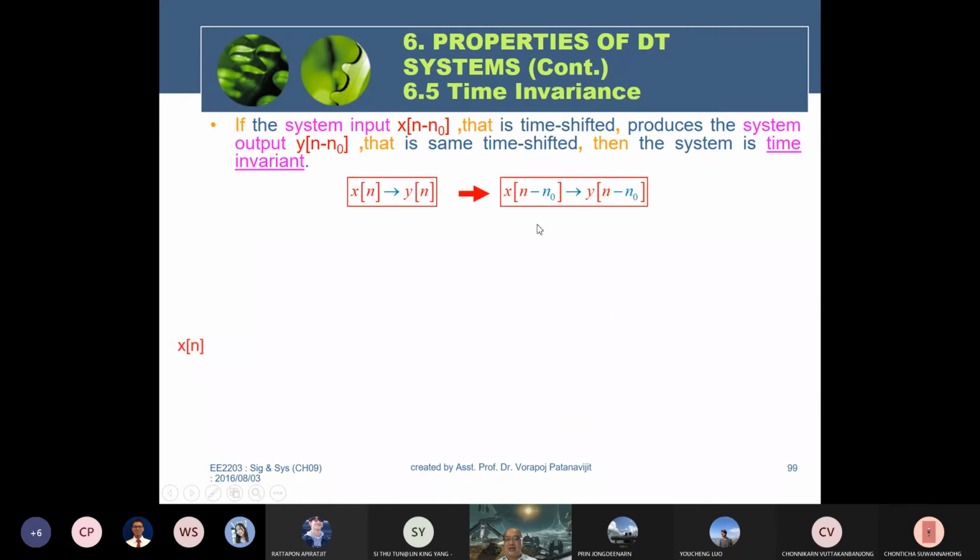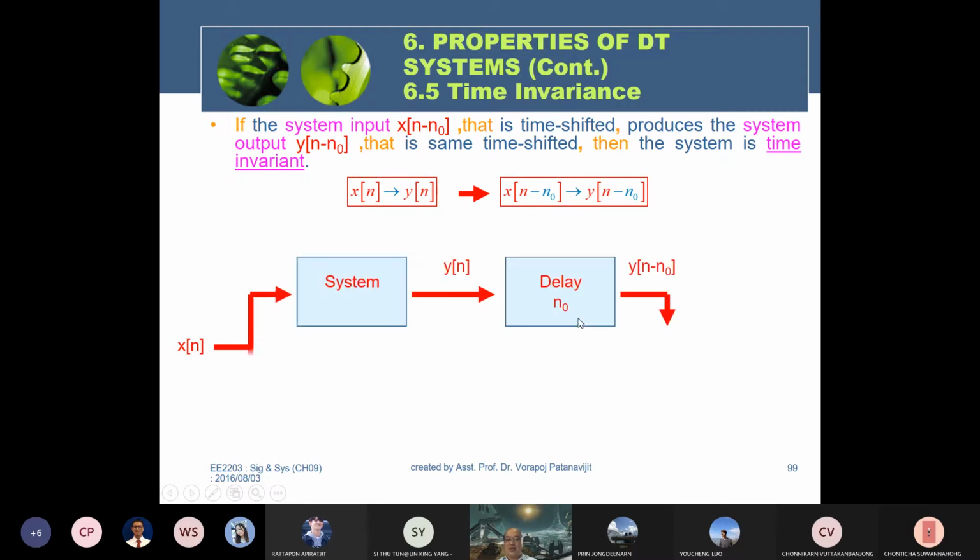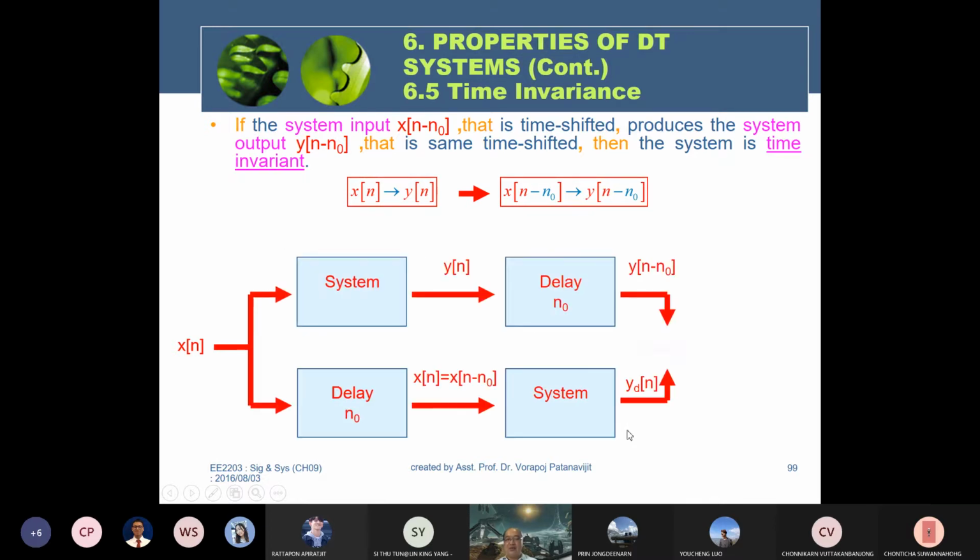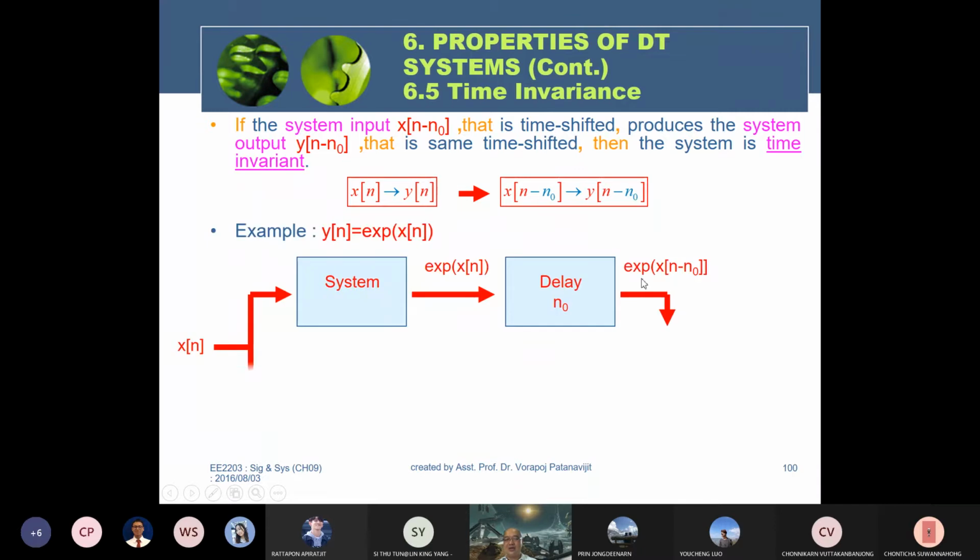Next one is about time invariance. You process first and shift later, and compare it to shifting first and processing later. If they are equal, it means that the system is time invariant; otherwise, it's called time varying.